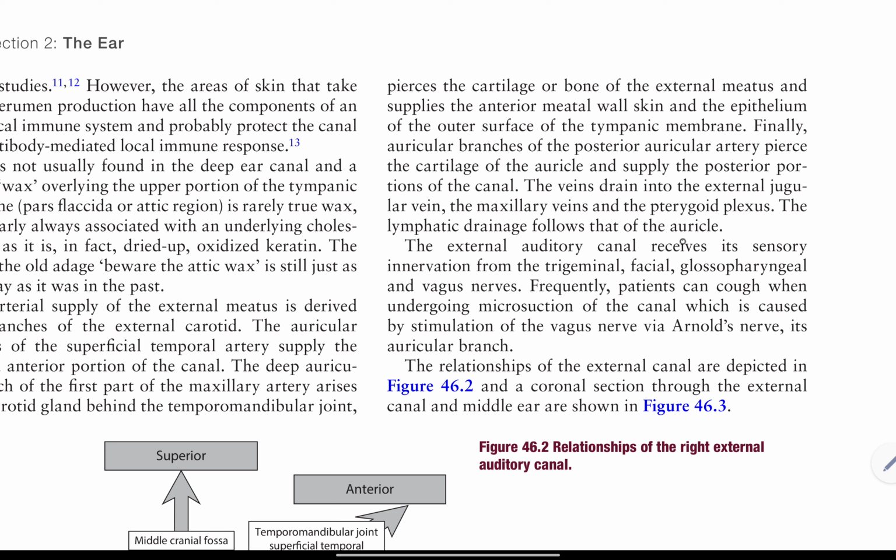The lymphatic drainage follows that of the auricle. The external auditory canal receives its sensory innervation from the trigeminal, facial, glossopharyngeal, and vagus nerves. Frequently, patients can cough when undergoing microsuction of the ear canal, which is caused by stimulation of the vagus nerve via Arnold's nerve, its auricular branch. The relationships of the external canal are depicted in figure 46.2, and coronal sections through the external canal and middle ear are shown in figure 46.3.